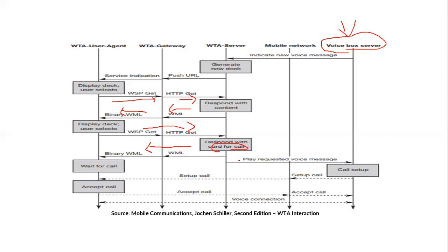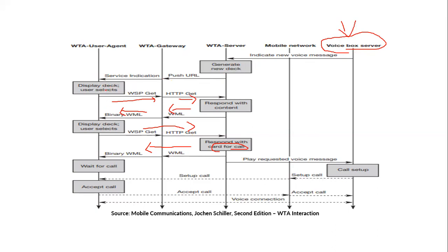So we have discussed this with a voice box server, and I think it's clear. There is a voice box server. It contains a few messages. It is intimating this to the WTA server. The WTA server is intimating this to the client through a push message. So this now contains only a single message that some 4 or 5 users have sent a voice message.